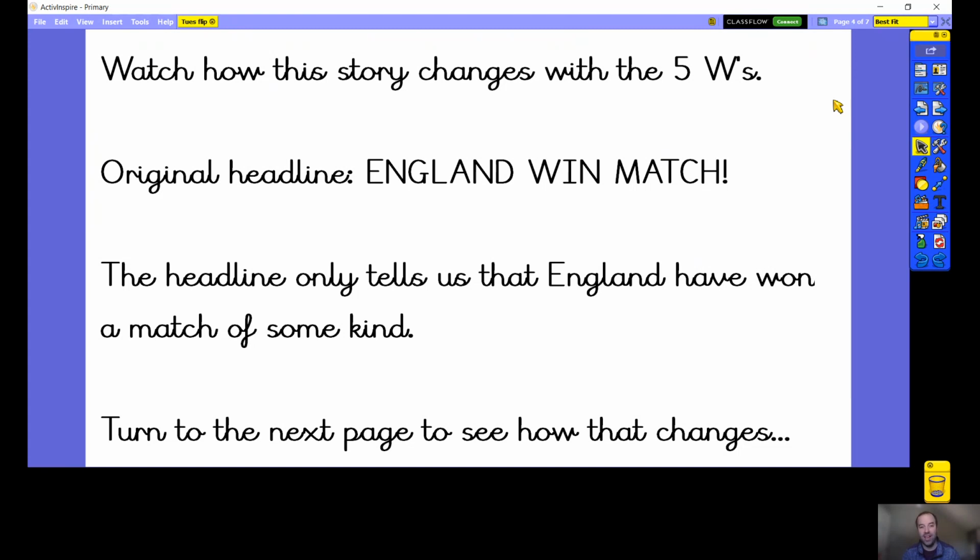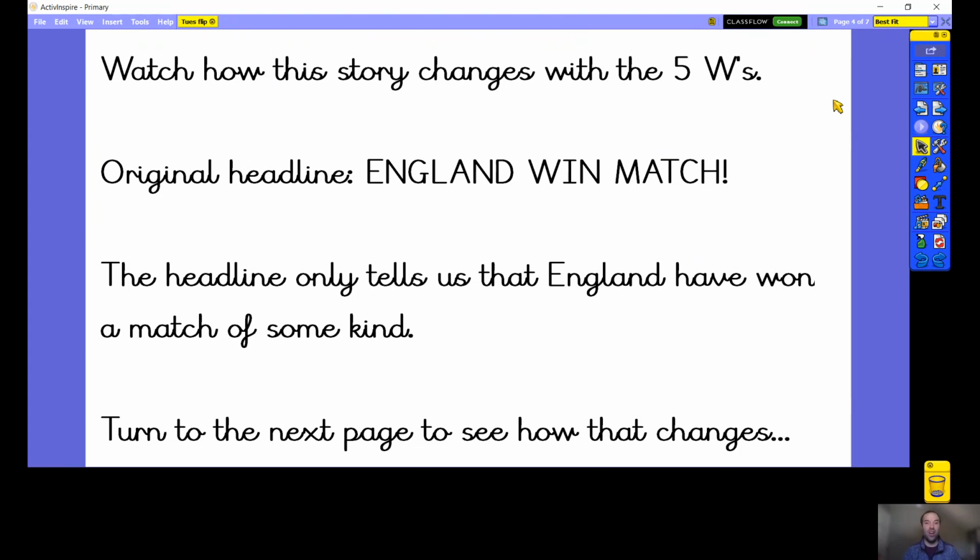But it doesn't give a lot of detail, and this is why the 5 W's are needed. We know England have won a match, but we don't know what sport it is, where it was, why they were playing, who was playing, or any of these extra bits of detail. We just know they won a match of some variety. You might not even care about the particular sport.